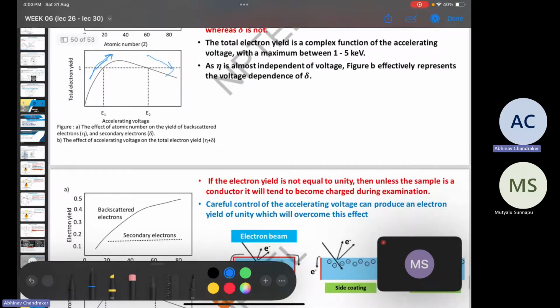And initially, we can understand that as the incoming electrons have very low energy, they are not able to knock out the electrons, or their energy gets lost within the material. So BSE electron emission is also low, and as a result, the total electron yield is low.